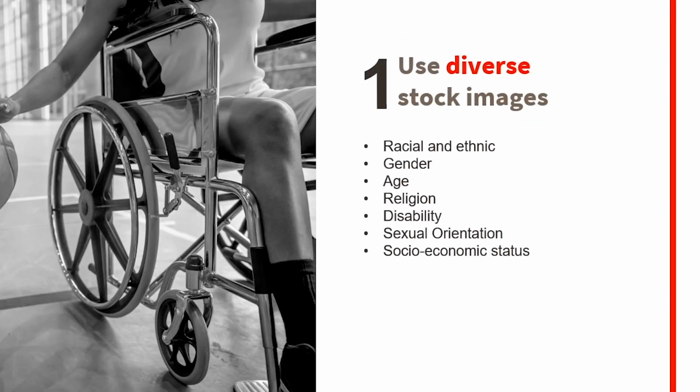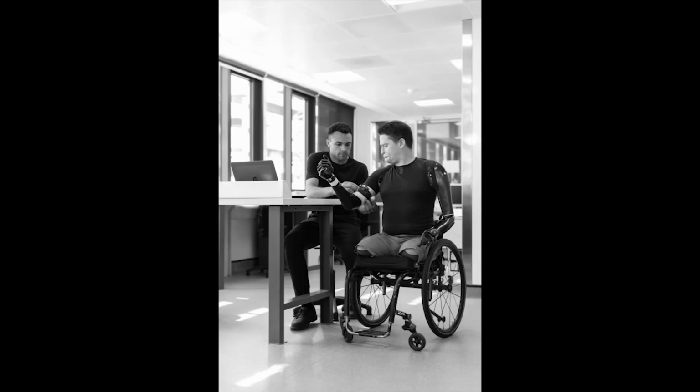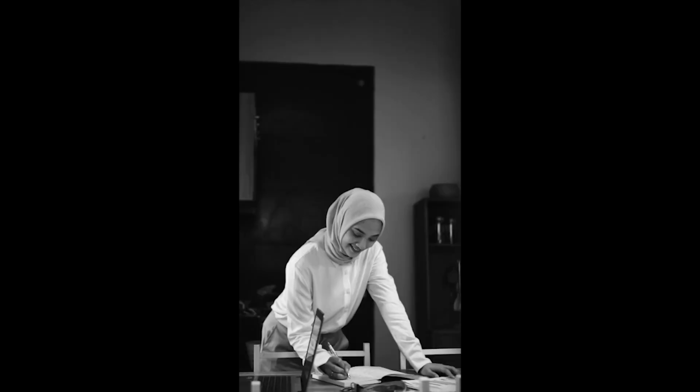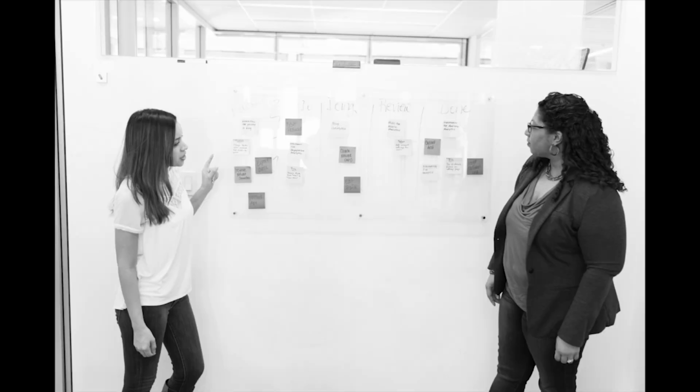Tip number 1. Use diverse stock images in your training. Now, this does not mean just racial and ethnic diversity or gender diversity, but also age, religion, disability, sexual orientation, and socioeconomic status. For example, use an image where an employee in a wheelchair is collaborating with one who's standing or sitting, a woman in a headscarf, or an African American woman in a manager or supervisor position.